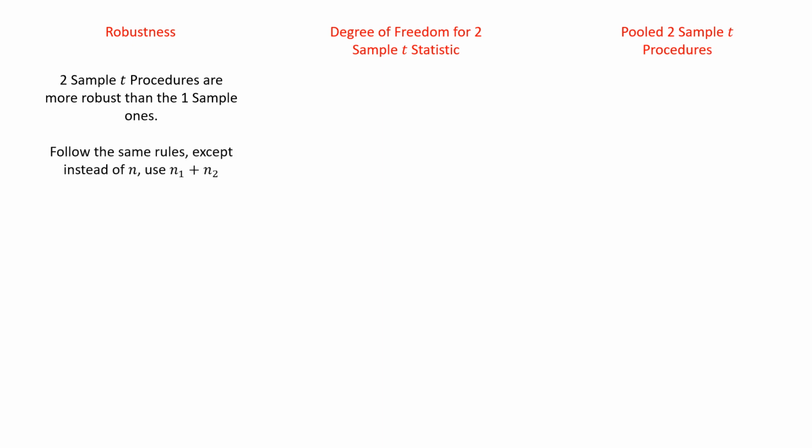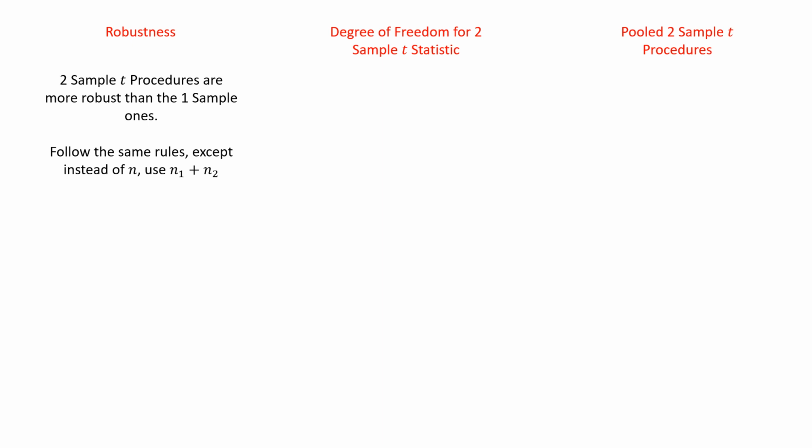So a couple wrap-up pieces here. We have the robustness. Again, we saw robustness a little bit earlier with one sample. Two sample procedures are more robust than the one sample procedures. In general, the rules are the same, except instead of just the one sample, just add your two samples together. So we're looking at 15, greater than 15, greater than 40. If you have two samples of 10, you add them together, that's 20. So unless they're super skewed, you should be good to go.